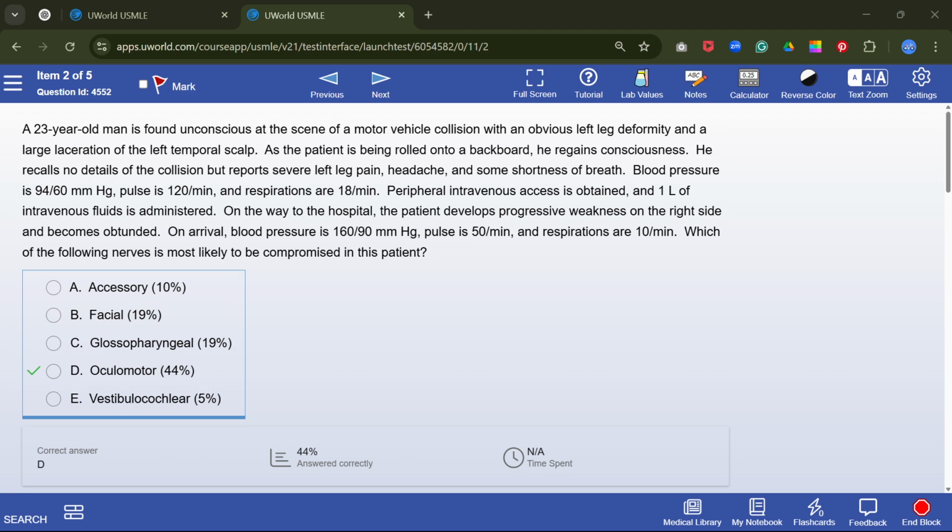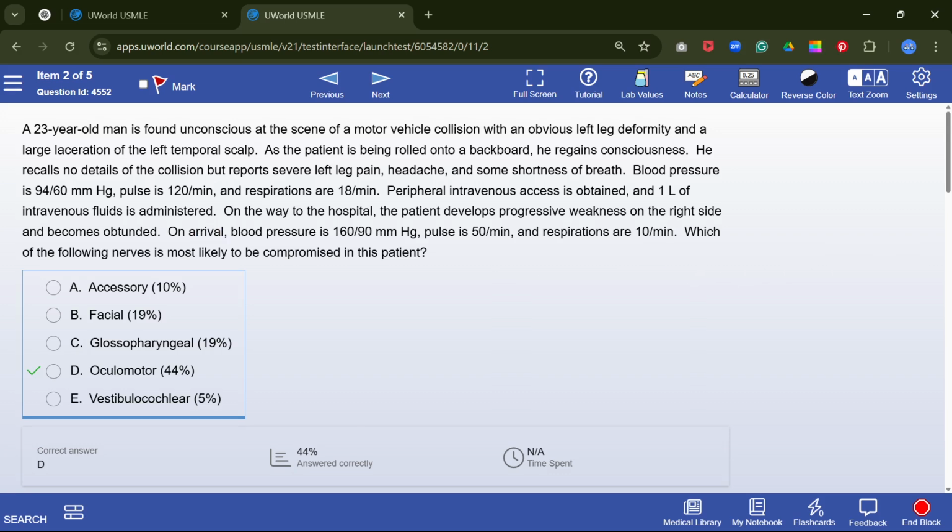So there is a left-sided lesion, left temporal scalp swelling, but now there is right-sided weakness, and he becomes obtunded. On arrival, the blood pressure is 160 by 90, hypertension, bradycardia, and bradypnea. Looks like Cushing has just started.